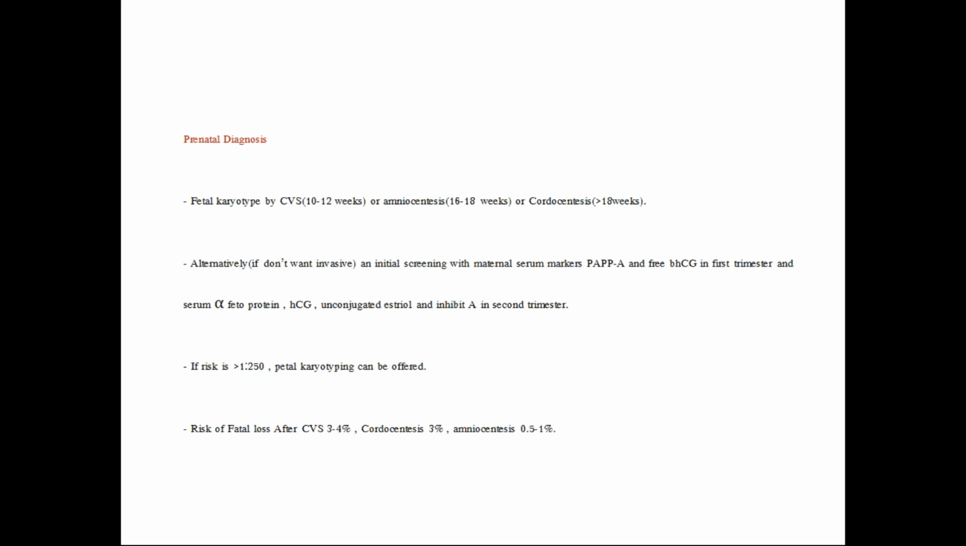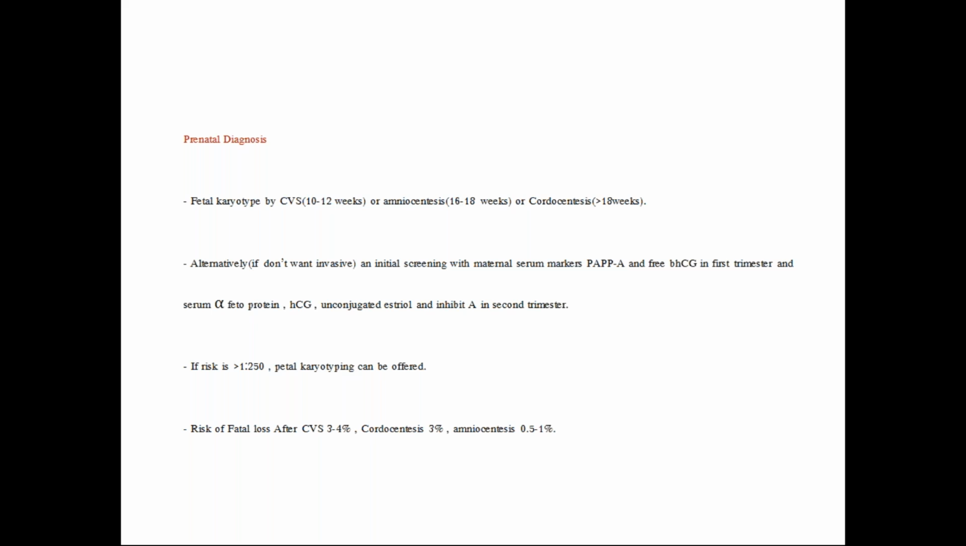So prenatal diagnosis: how do you diagnose it prenatally? It is fetal karyotyping by chorionic villus sampling, which is done at 10 to 12 weeks, that is at 3 months, or amniocentesis at 16 to 18 weeks, or quadricentesis at greater than 18 weeks. So it is CVS in the 3rd month, amniocentesis in the 4th to 5th month, and more than 18 weeks, that is completing the 4th month, quadricentesis.